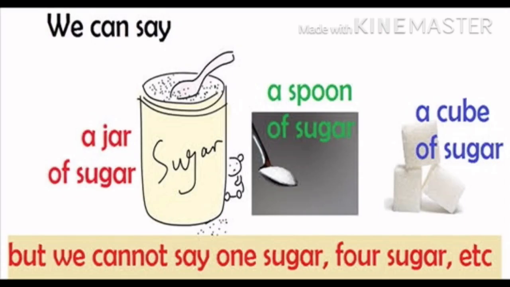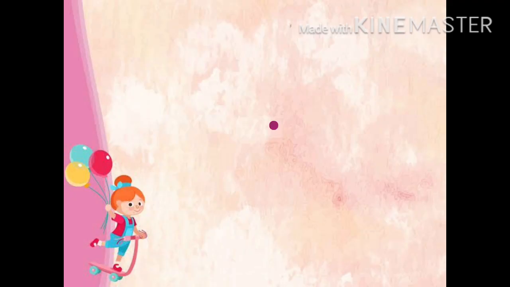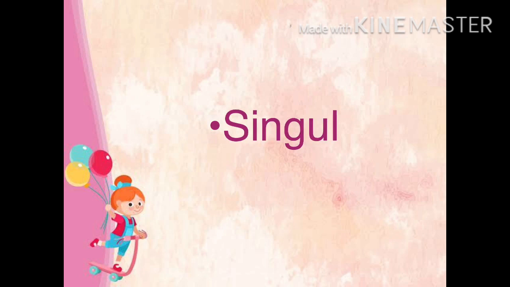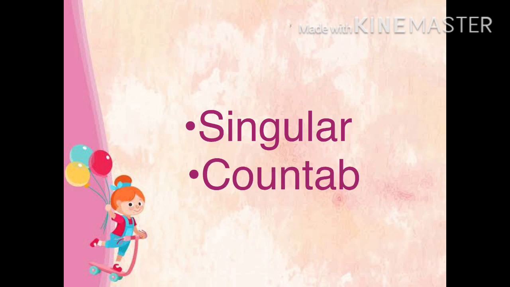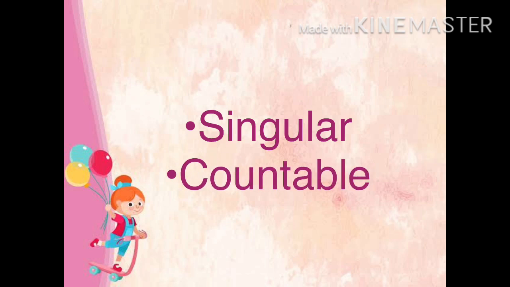And uncountable means those things which we cannot count. For example, here sugar. We can say a jar of sugar, a spoon of sugar, but we cannot say 1 sugar, 4 sugar. These are uncountables. Students, please remember the noun should be singular as well as countable. We can use a and an only when both the conditions are fulfilled, that is singular and countable.